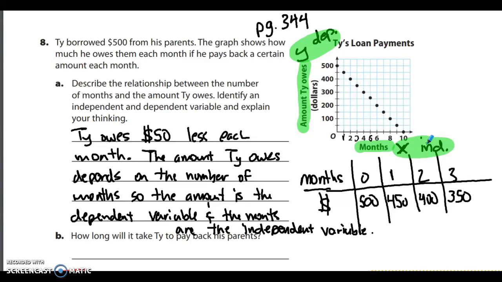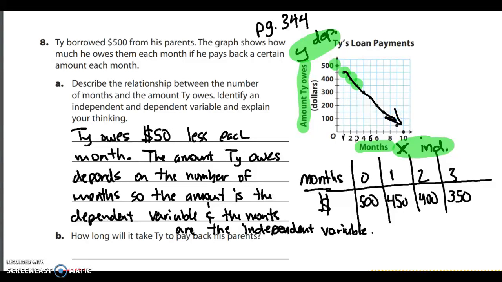Question B, how long will it take Ty to pay back his parents? So at 0 months he owes 500, and payback means he doesn't owe them anything. So it's not going to be 1 month because he still owes 450. It's not going to be 2 months because he still owes 400. It's not going to be 3 months. It's going to be all the way down here when he owes 0.